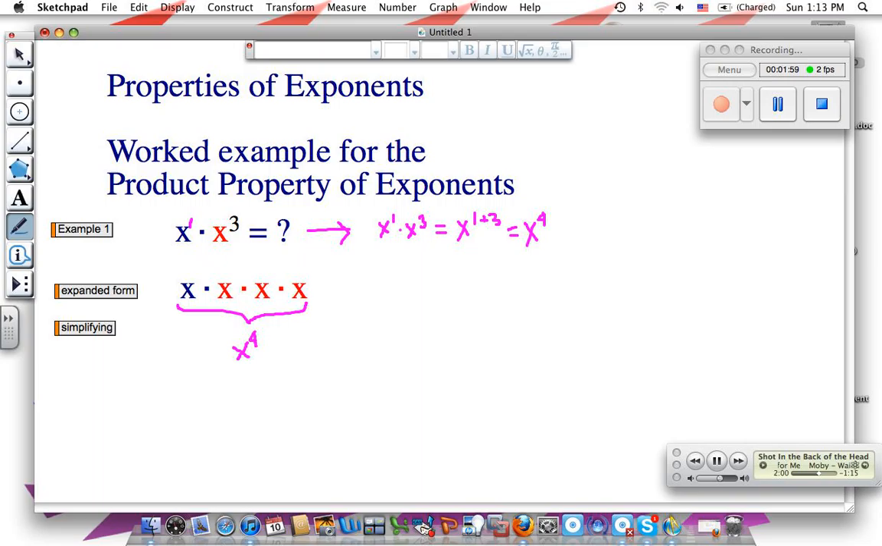So this actually can be a shortcut. And that's the whole reason why we do these properties of exponents. They're a shortcut.